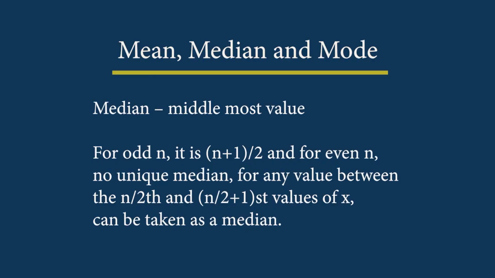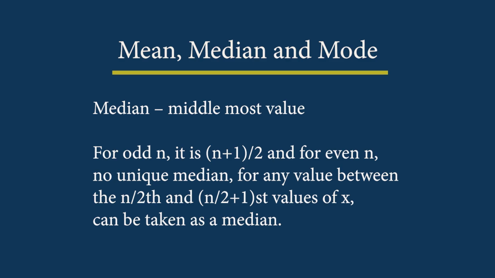How to understand median, how to calculate or get to the median. Suppose we have n number of observations. If n is odd, the median value can be found by obtaining the (n plus 1) by 2th observation. And if n, the number of observations, is even, then we cannot get a unique median value.